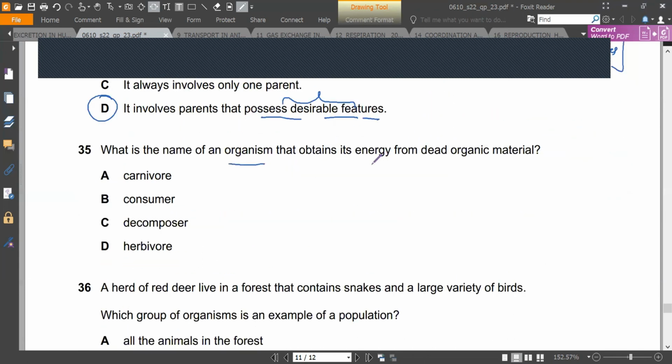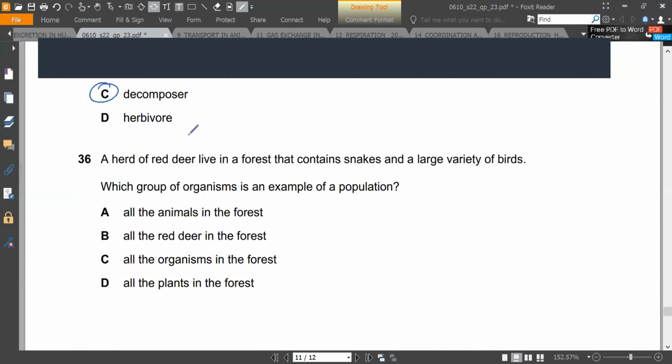Name of an organism that obtains its energy from dead organic materials. Straightforward, so this will be decomposer. A herd of red deer live in a forest that contains snakes and a large variety of birds. Which group of organisms is an example of a population? Population means one type of animal. So all the organisms together is not a population; when we're talking about population, it will be one type of animal.